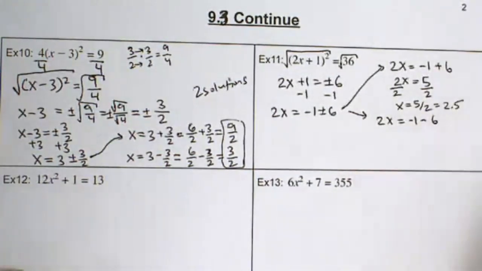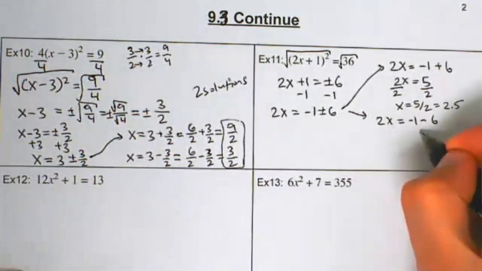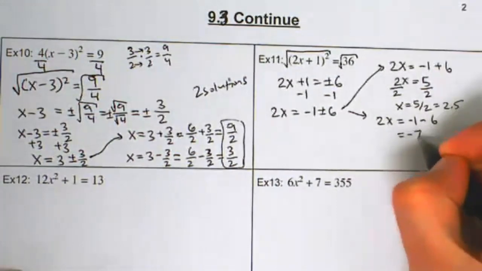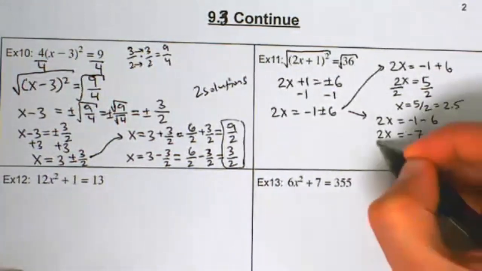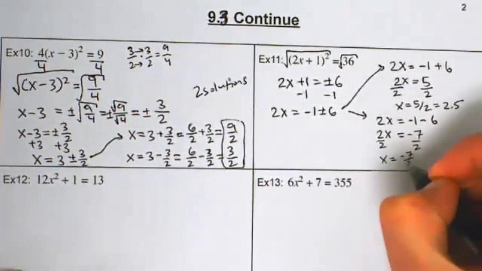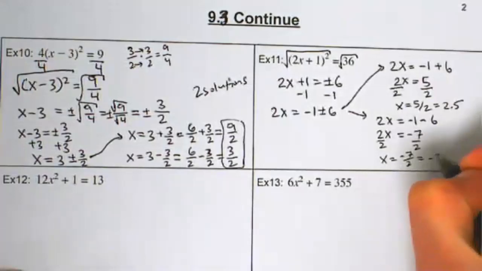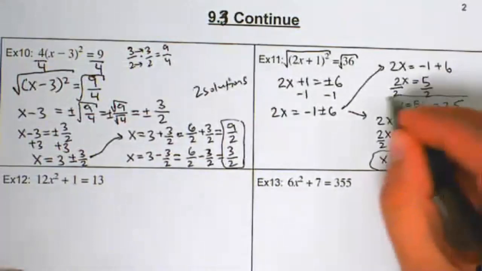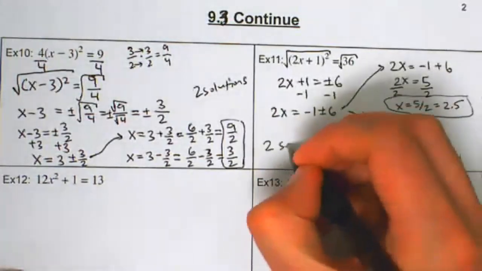Likewise, 2x equals negative 1 minus 6. Well, that equals negative 7. We divide by 2. We get x is equal to negative 7 divided by 2, or negative 3.5. Once again, we have 2 solutions.